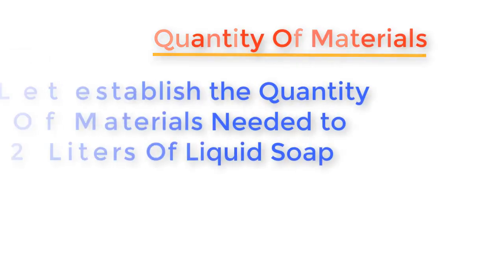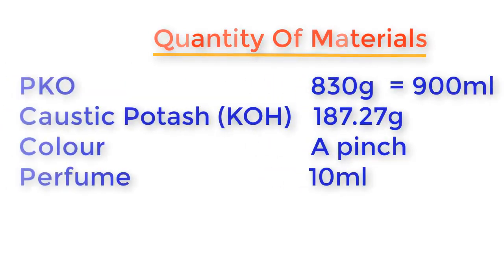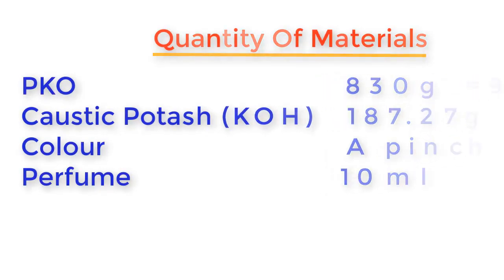Now let's establish the quantity of materials required to produce 2 liters of liquid soap. Palm kernel oil, also known as PKO, 830 gram, which is also 900 ml. Potassium hydroxide, 187.27 gram. Color, a pinch, and perfume, 10 ml. Now let me show you these materials one by one, and then we go into the mixing properly.